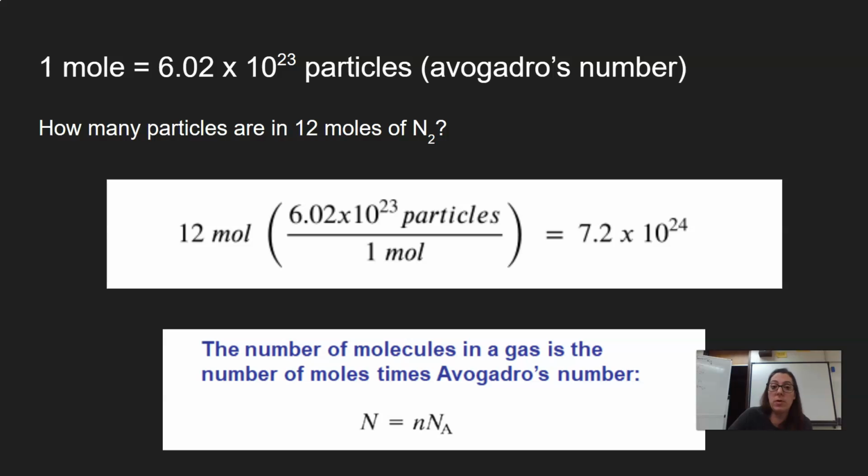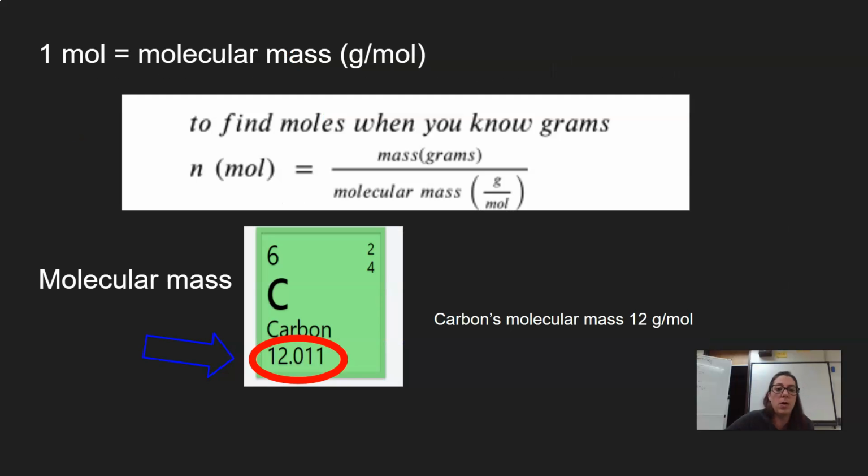Okay, we could also go backwards. If you are given a number of particles and you need to find moles, then you just divide by 6.02 times 10 to the 23rd. Okay, what if I have the molecular mass? Well, to find the molecular mass, you just use that number at the bottom of the table, because the mass of 1 mole of carbon is 12 grams per mole.